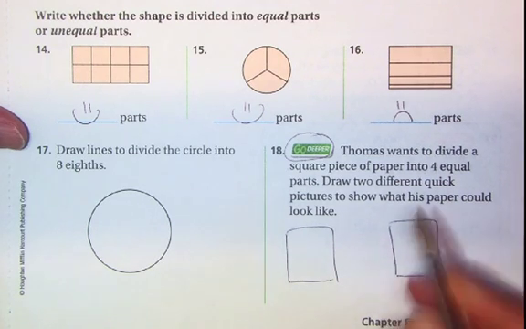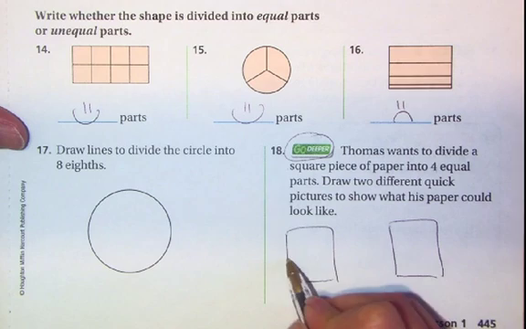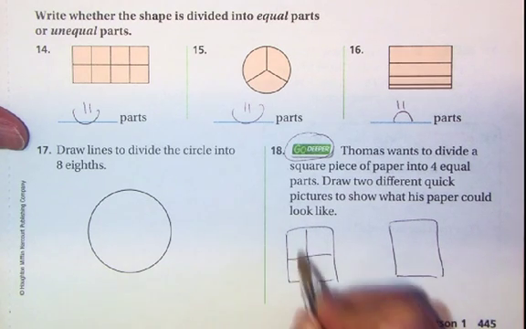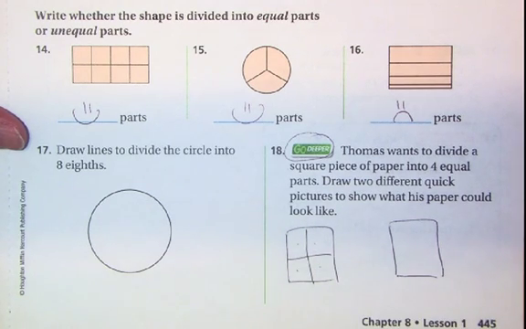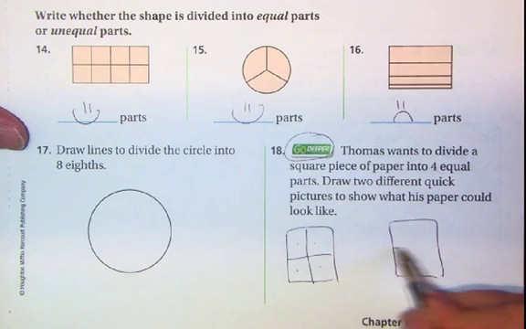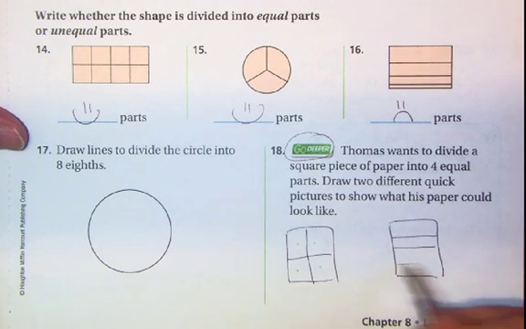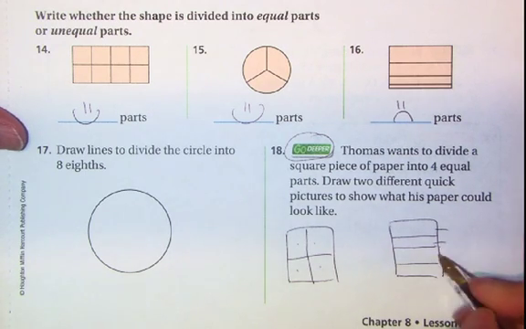A quick way to do it is what we've seen on some of our samples. I cut it. I've got 1, 2, 3, 4 equal parts. Another option would be cut it in half, but then cut it in half this way. All right, so my drawing's a little off, but we're going to say that 1, 2, 3, 4 parts are equal.